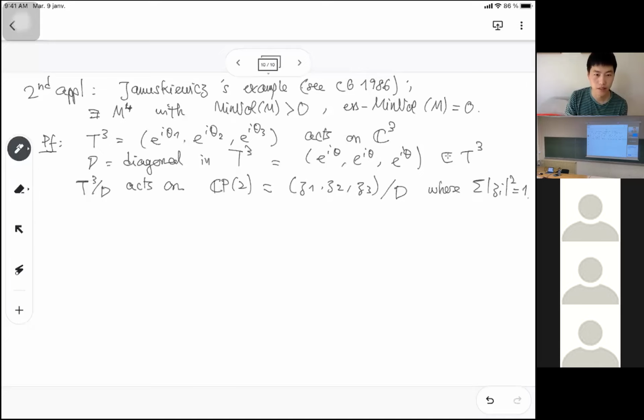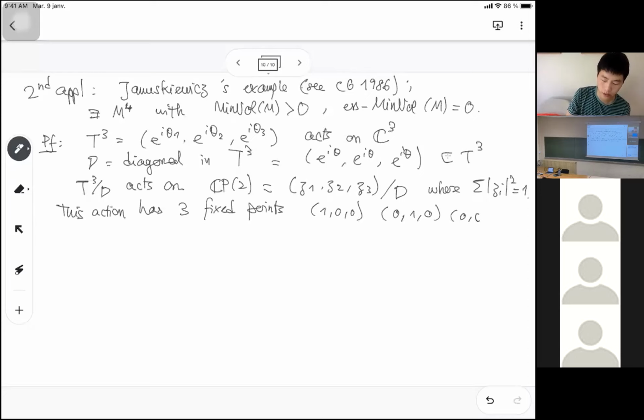Let's continue with this example. You have this action, and it's not a free action. It has in fact 3 fixed points that I'm going to write down: (1,0,0), (0,1,0), and (0,0,1). So you have CP2, you have a T2 action on CP2. It's not a free action. You have those fixed points.